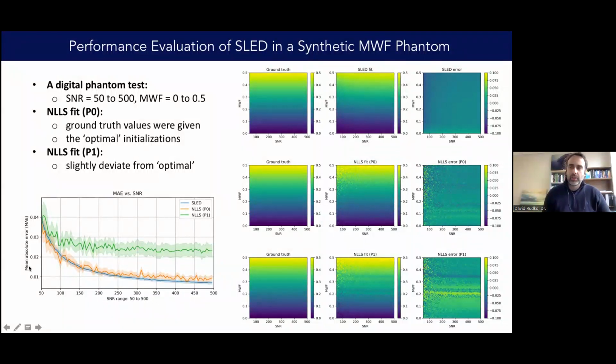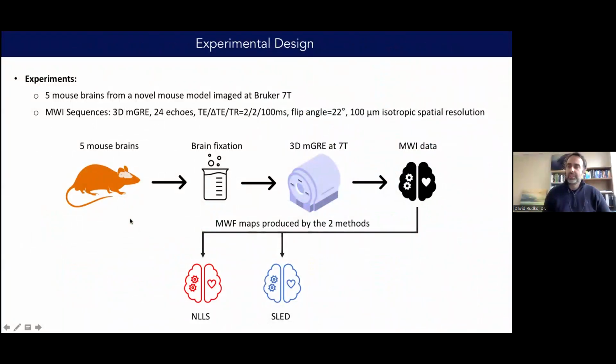I think I said mean square, it's mean absolute error here. So you see that there's a smoother transition for the SLED as a function of SNR for the mean absolute error. So this is the work that Kevin did in the actual mouse images from the Bruker system. They're a subset of the data that Vlad collected.